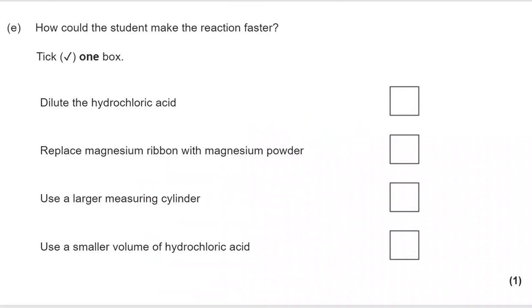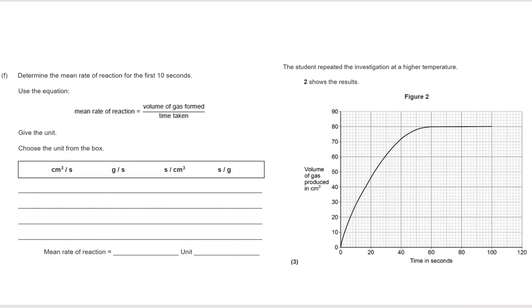For part E, how could the student make the reaction faster? Well, if I decrease the concentration, it would make it slower. If I use a smaller volume of hydrochloric acid, it would make it slower. Using a larger measuring cylinder would make absolutely no difference, but if I increase the surface area of magnesium by turning it from a ribbon to a powder, increasing surface area does increase the rate of reaction.